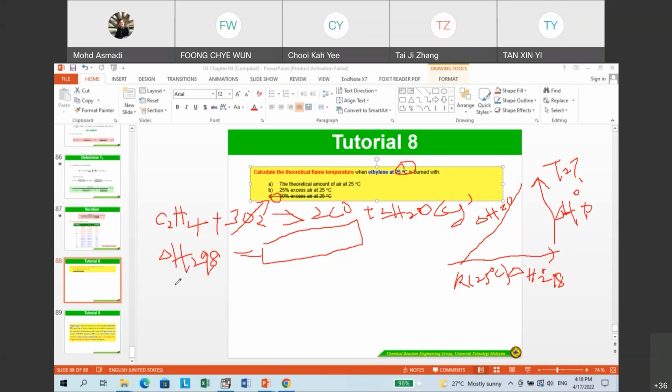Looking at the reactants, C2H4 is equal to 1 mole, and oxygen is 3 moles. For nitrogen you have to multiply by what? 21 divided by 79, right?